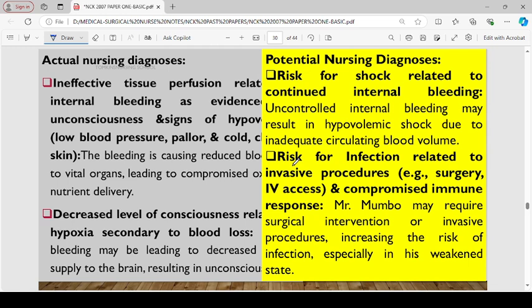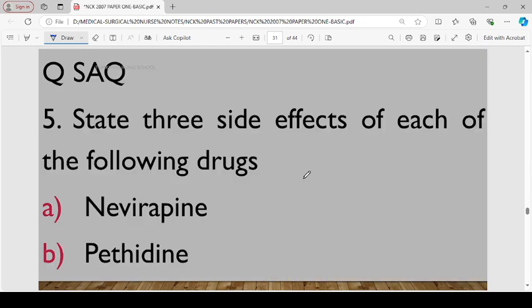Or decreased level of consciousness related to hypoxia secondary to blood loss. For the potential or the risk nursing diagnosis, we have risk for shock related to continued internal bleeding, risk for infection related to invasive procedure and compromised immune response.